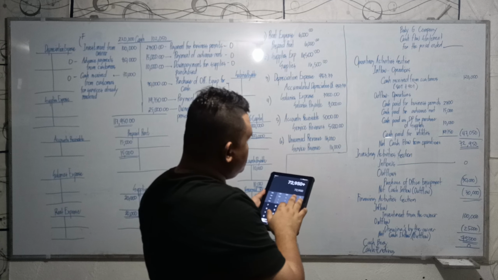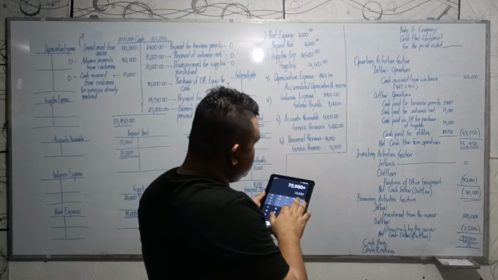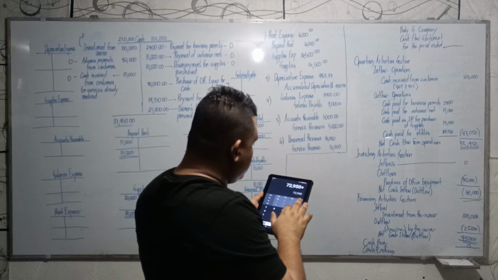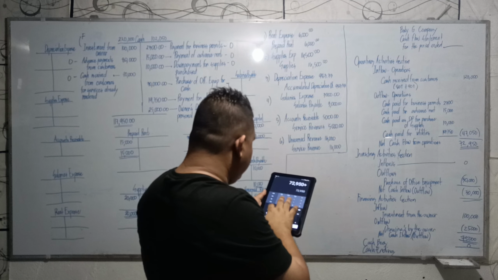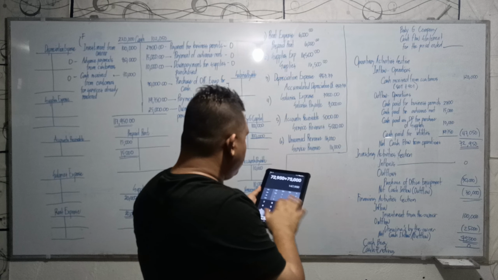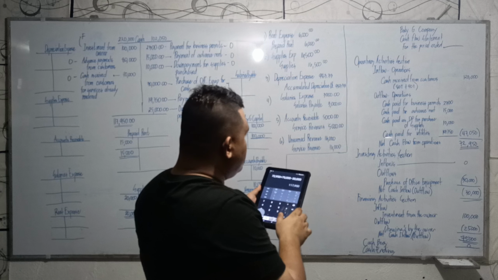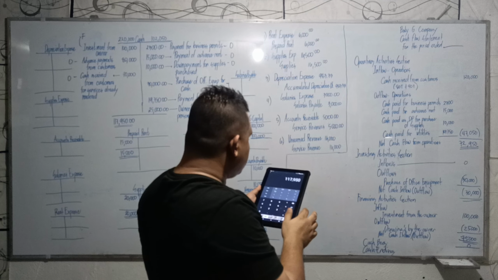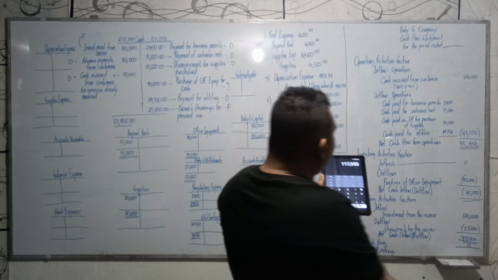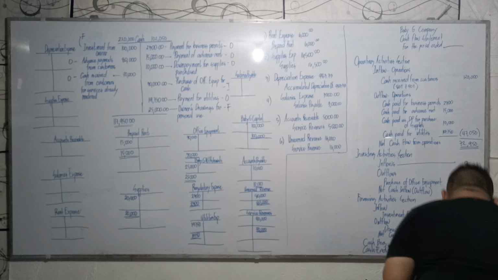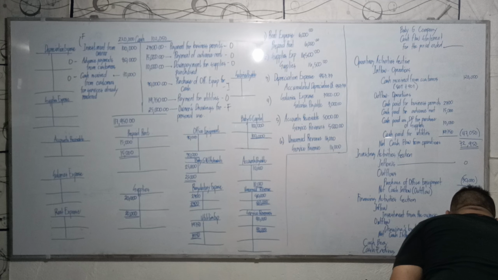72,950 plus 75,000 for the financing, and then you minus 30,000 for the investing activity section. Let's add first the 75 plus 75 for the financing, and there we go. We have 117,950.